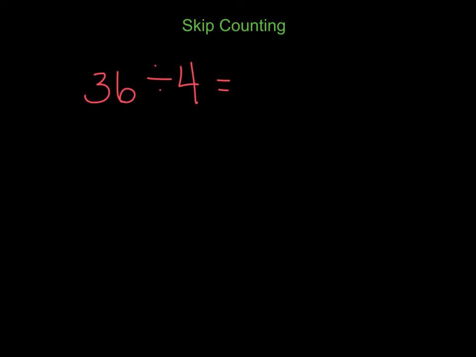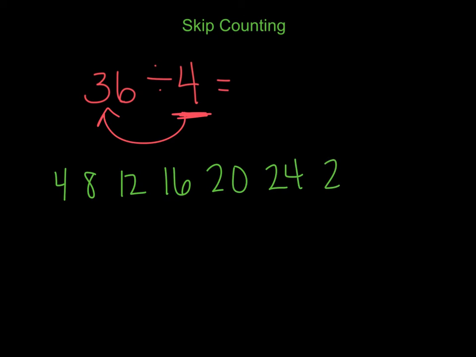Okay, our next strategy is skip counting. This is actually where we're going to use a related fact. So we're going to skip count by 4s until we get to 36. So we all know how to count by 4, so count with me. I'm going to write them down. You would be holding up your finger. So we would say 4, 8, 12, 16, 20, 24, 28, 32, 36.